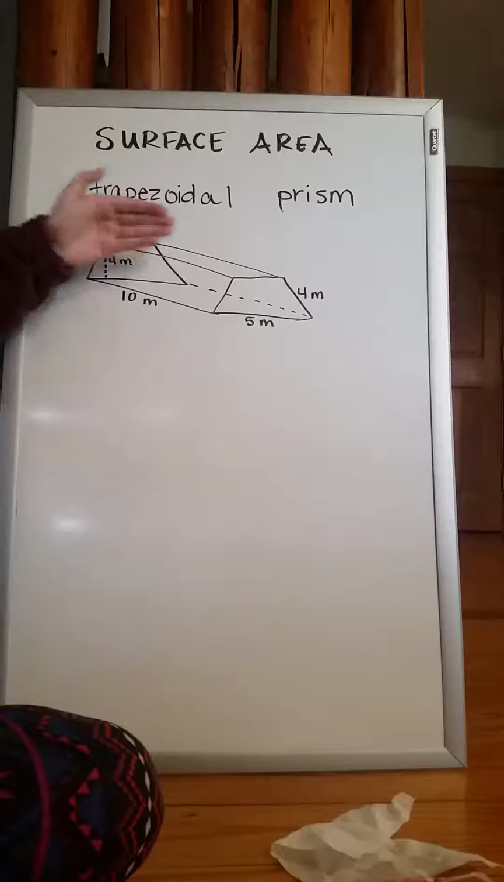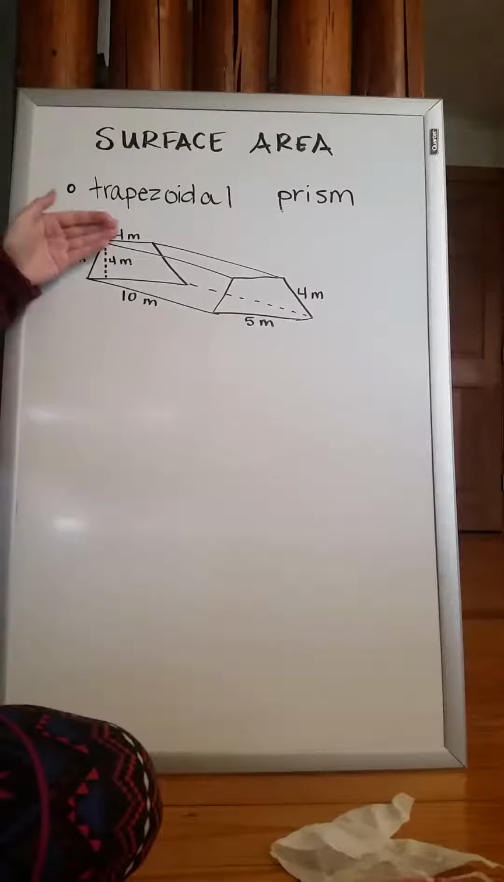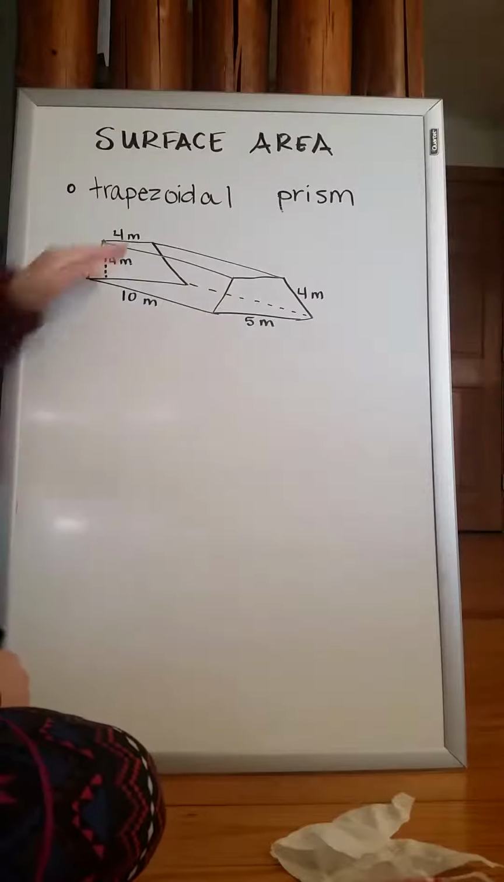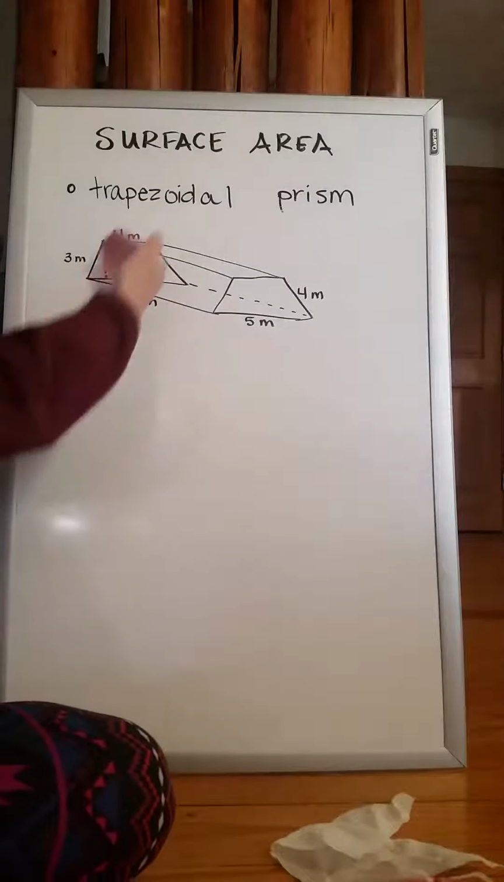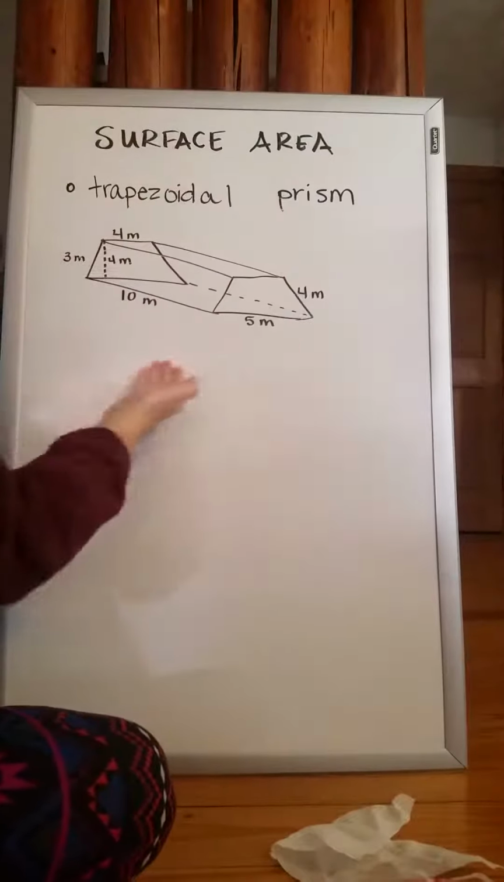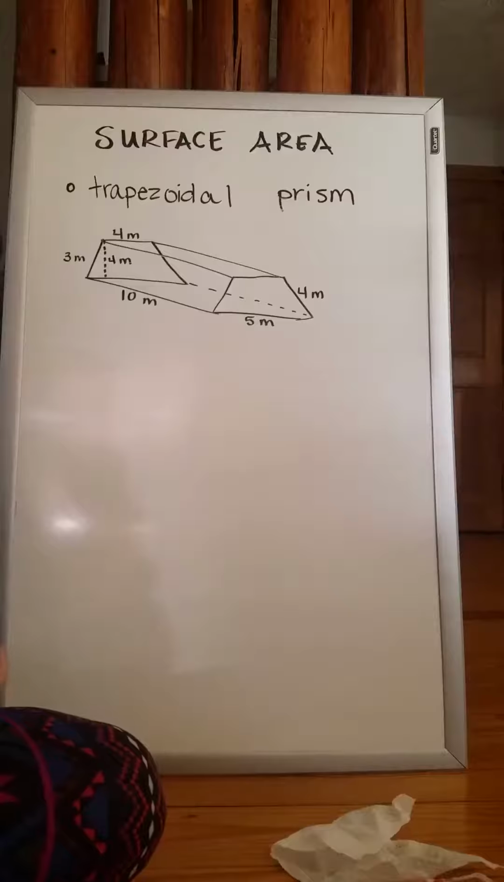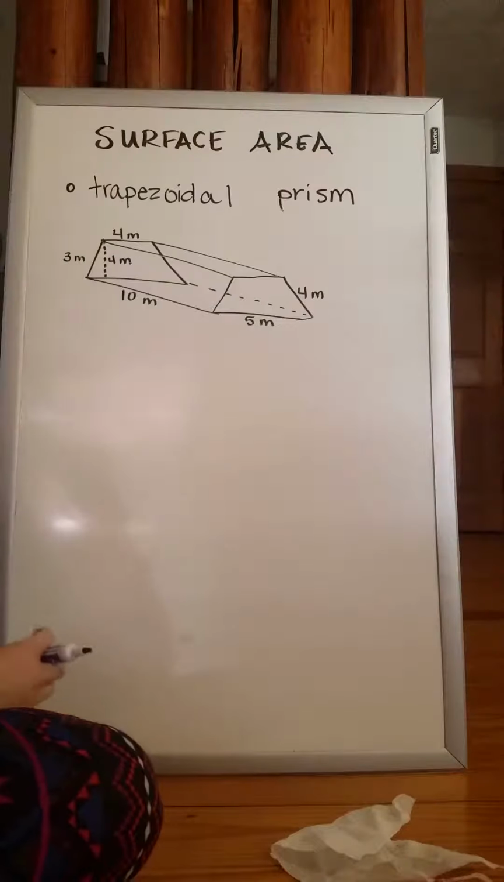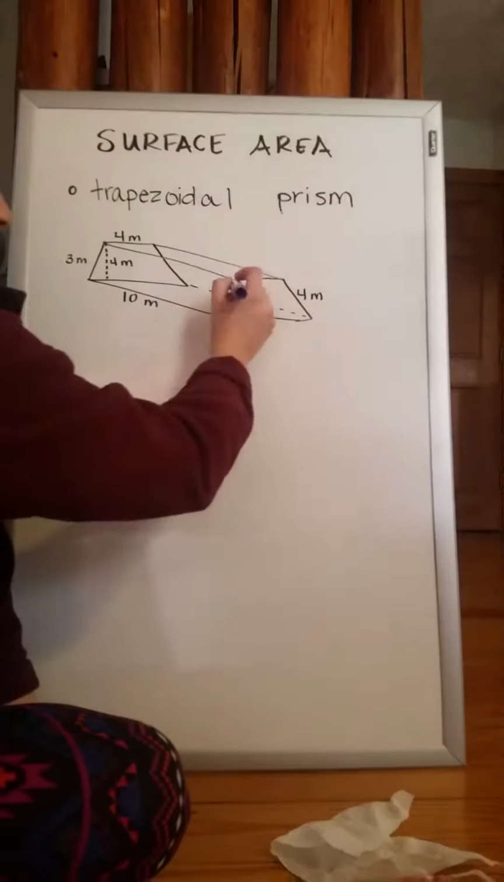So we have two trapezoids, one in the back, one in the front, and then we have a rectangle on top, one on the side, one on the other side, and one on the bottom. So there's a total of 6 faces here, and we've got to find the area of every single face. So we're going to start with our trapezoid.